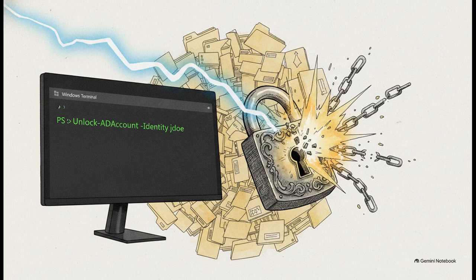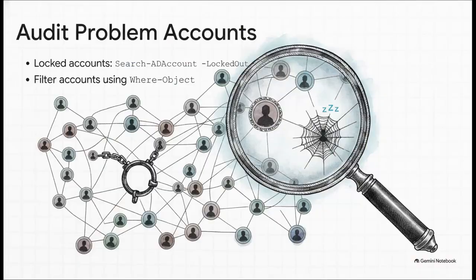With PowerShell, you just run this one quick one-liner, Unlock-ADAccount -Identity JDoe. That's it. She is instantly back in business. But why wait for Jane to call the help desk in the first place? The Search-ADAccount command lets you proactively audit your whole domain for locked or stale accounts in seconds.